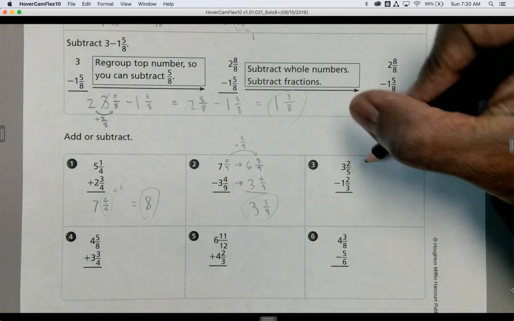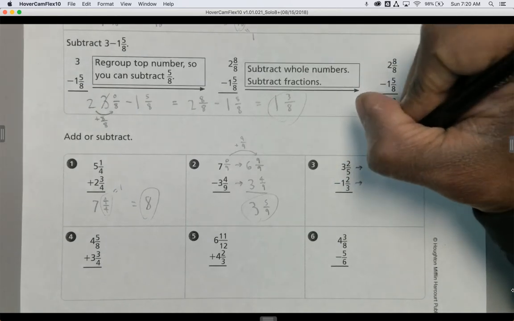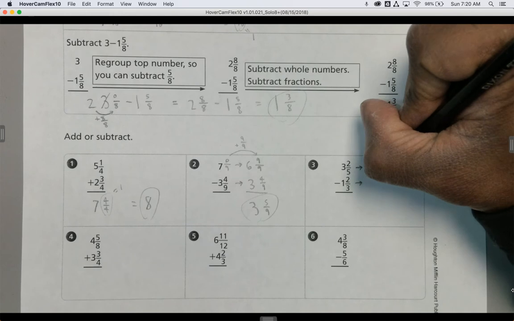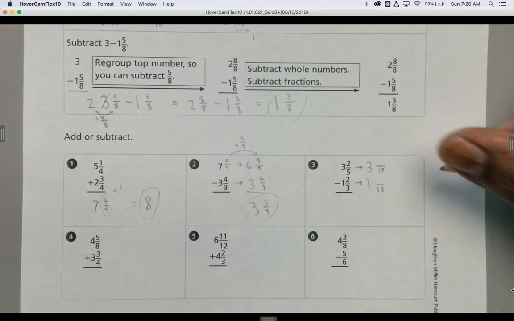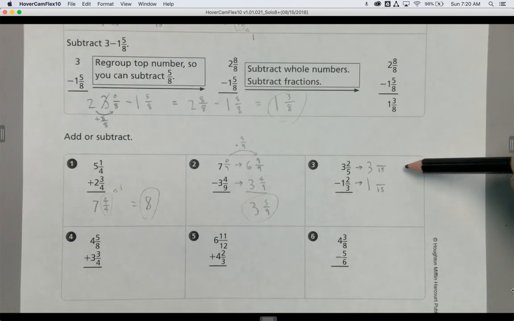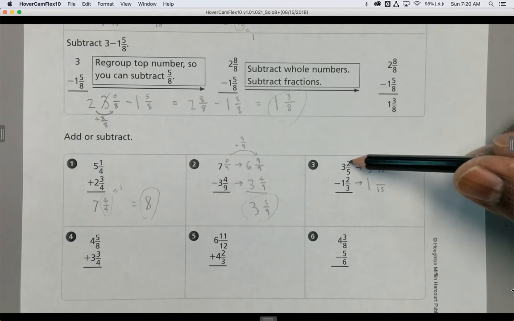Let's rewrite both as having a common denominator of 15. In the case of 3 and 2/5, I'm going to take 5 and multiply by 3 to get 15. So what I do to the bottom, I must do to the top. Therefore, 2 multiplied by 3 is 6.